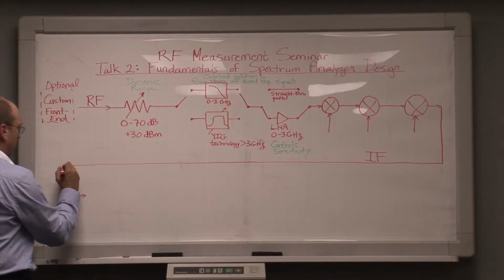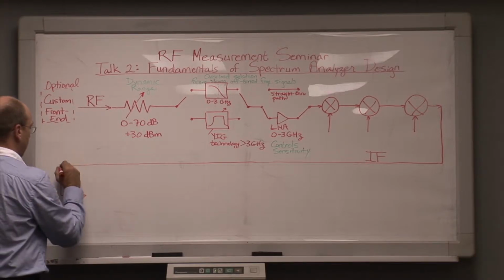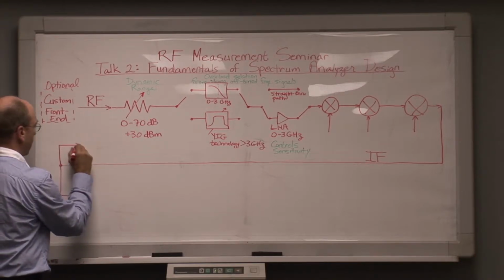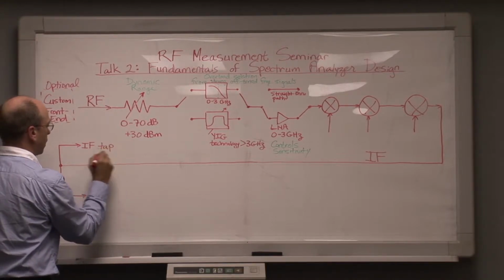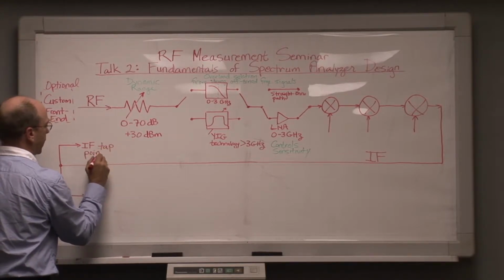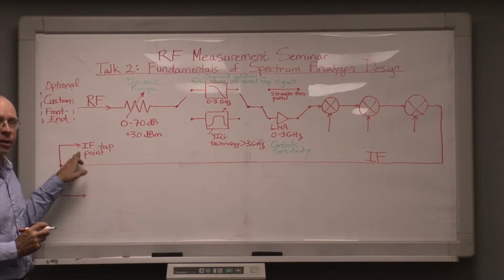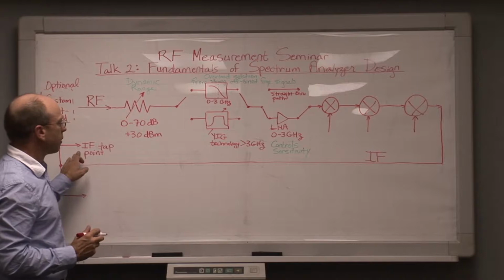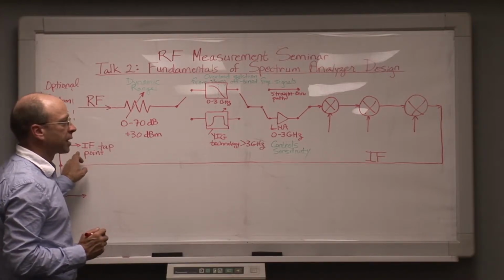In many spectrum analyzer designs, at this point where we get down to the IF, we have an IF tap point available at the back of the spectrum analyzer so that we can actually attach something like an oscilloscope, for example, a digital oscilloscope, that we can use to monitor the RF signal with its phase information intact.